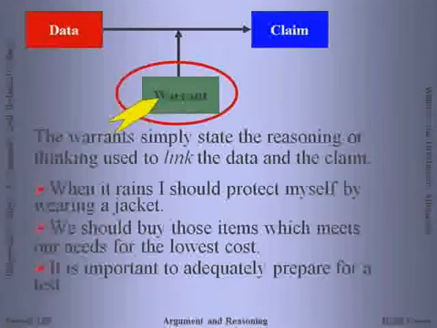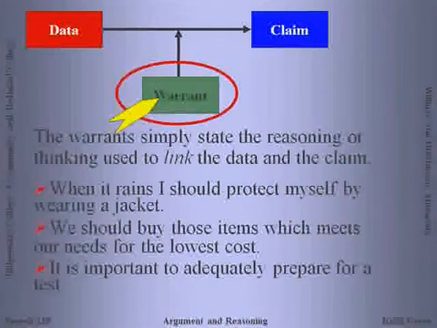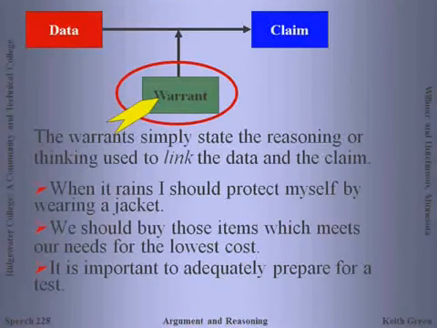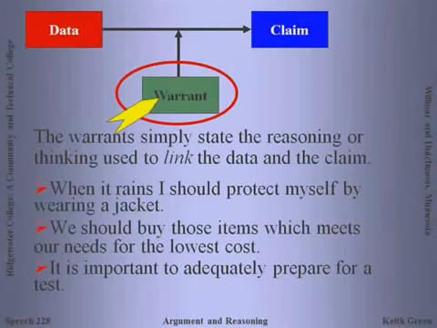So then the warrant simply links the data and the claim. It states the reasoning or the thinking used to link those two together. So for the one example, when it rains, I should protect myself by wearing a jacket. Notice again the simplicity of that, and it's a general statement that we accept to be true. The second one, we should buy those items which meet our needs for the lowest cost. Again, kind of a general statement we accept to be true, an acceptable thinking or reasoning process.